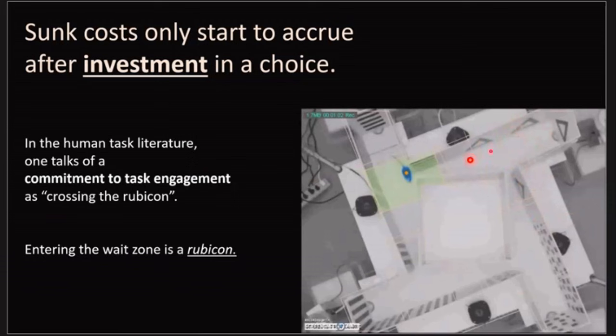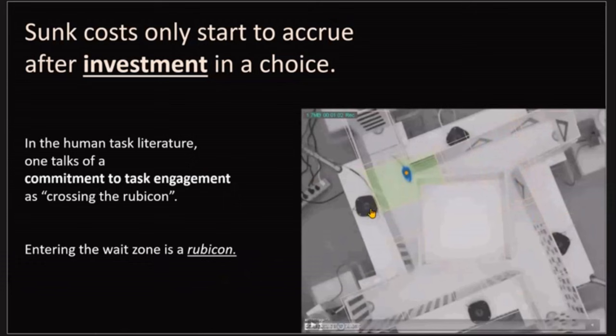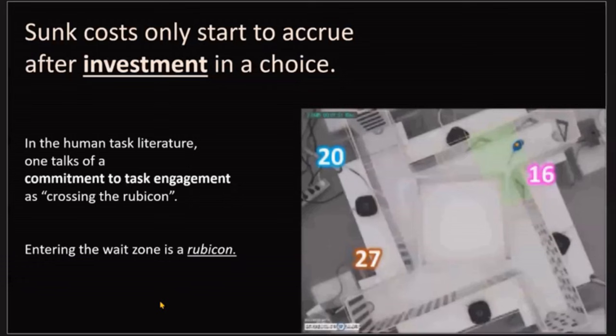It's going to hesitate before crossing the wait zone, making it very clear that it wants to be sure that it crosses the wait zone. And that mouse knows that crossing the wait zone is a Rubicon. It's going to get stuck. And in fact, what happens is all subjects learn to dither and deliberate in the offer zone to avoid that sunk cost in the wait zone.